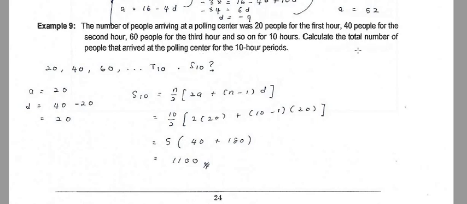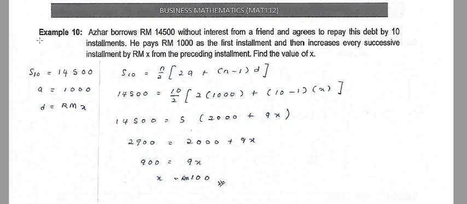Calculate the total number of people. So we want to find the sum of 10 terms, S10. By using the sum formula, substitute all the relevant information and we get S10 equals 1100.